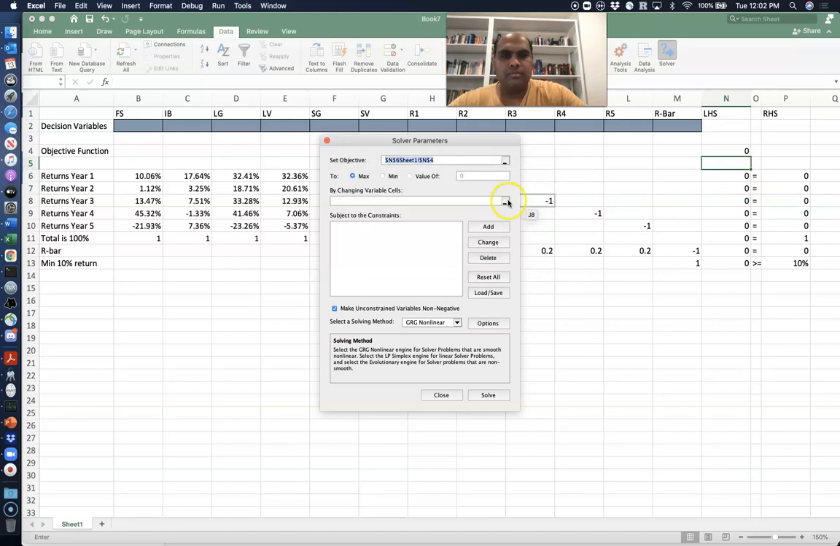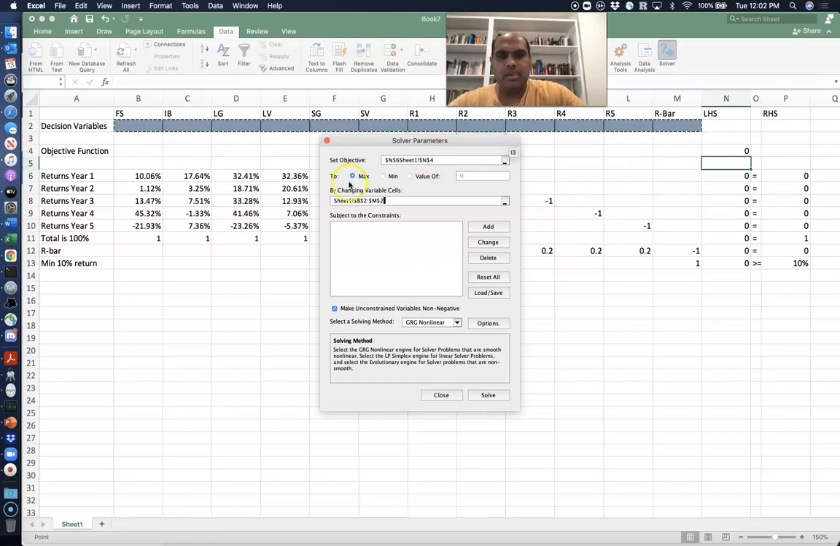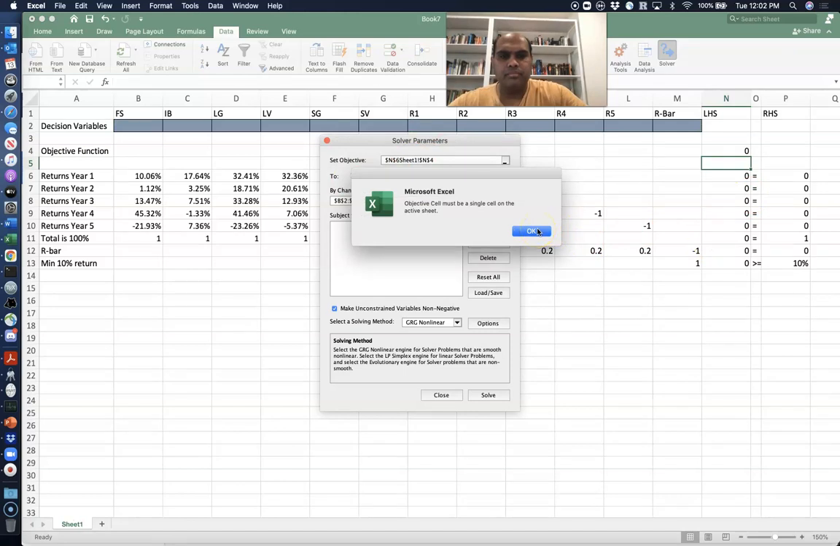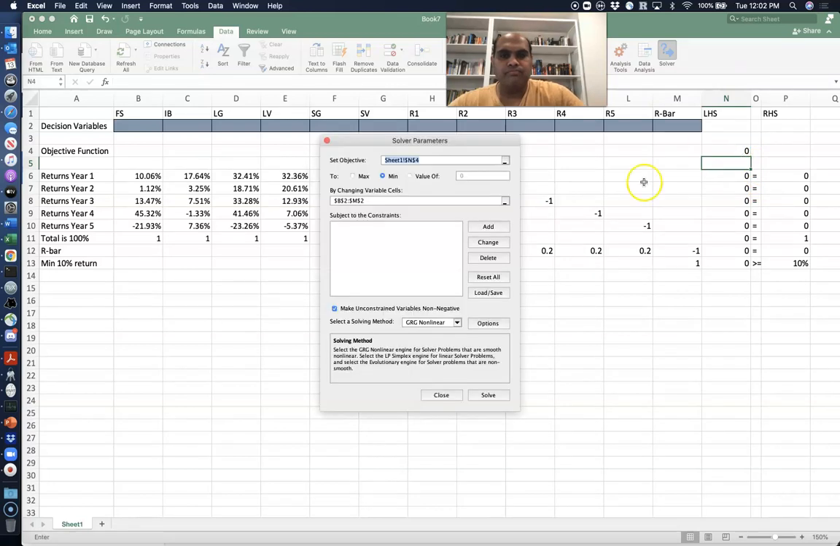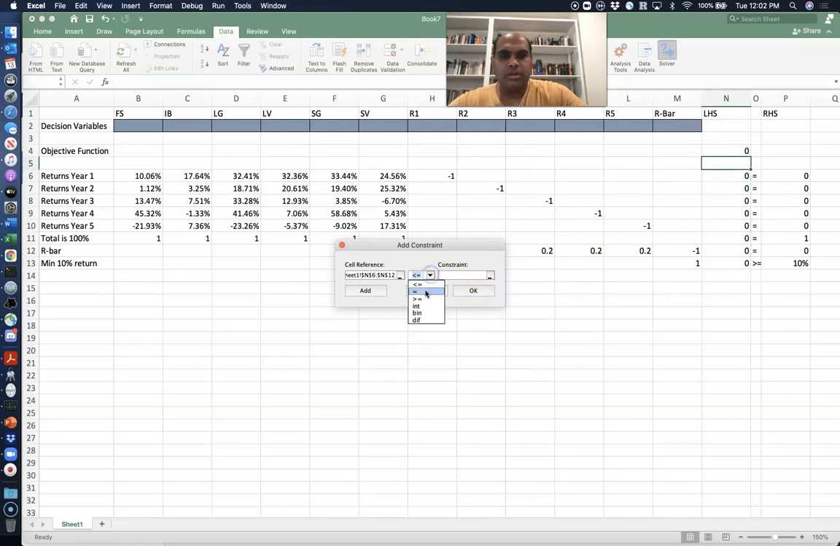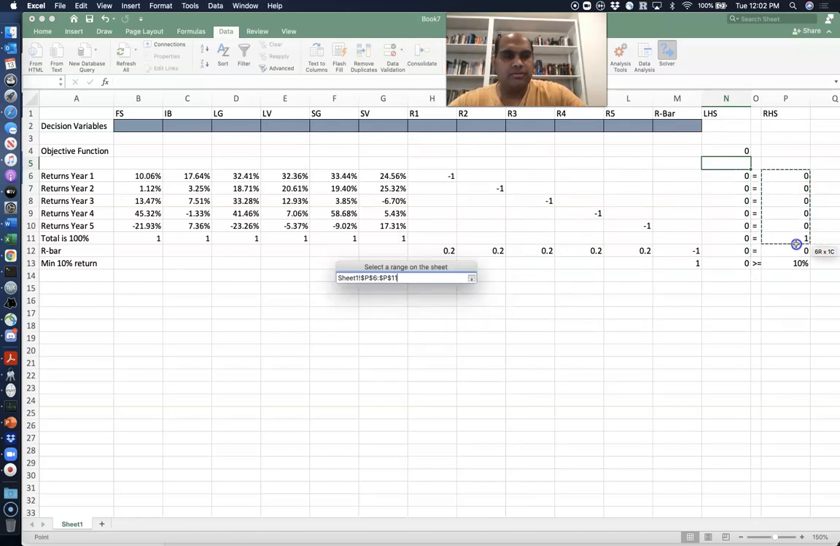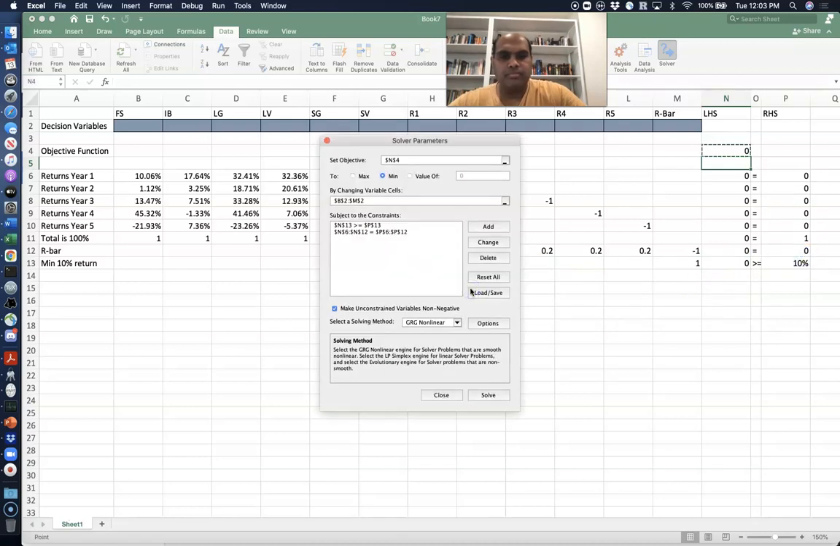Right. I forgot my... Too much of a hurry today. Minimize. Don't forget that. All of these are equal to constraints. And then one greater than or equal to constraint. Right? Click on solve.